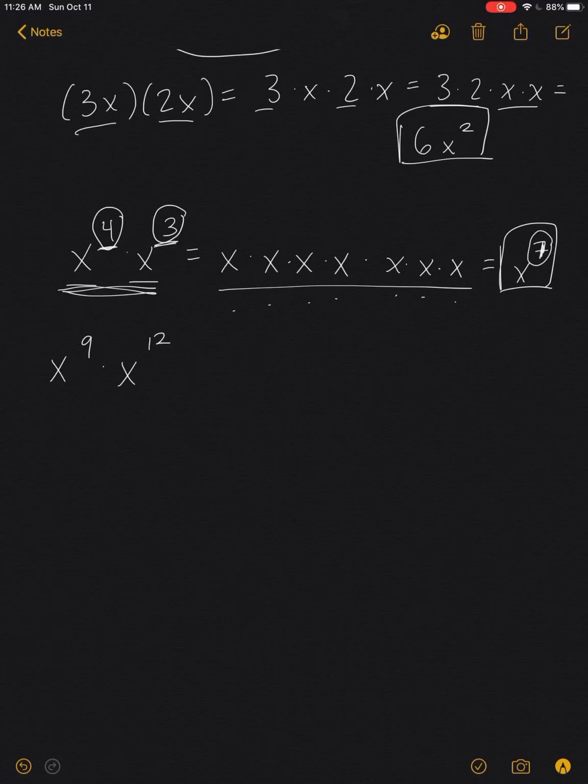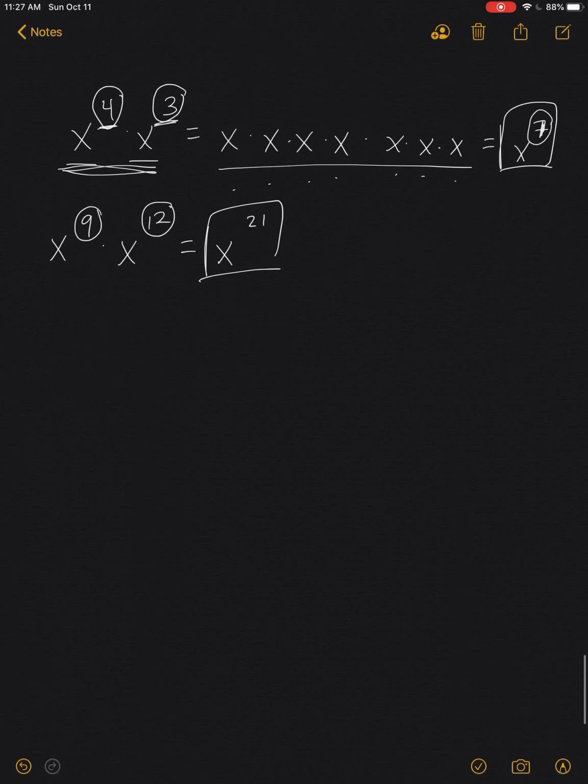So it's especially useful when you have big ones, right? So like x to the 9th times x to the 12th. I don't want to write 9 x's and then 12 x's and then add them all together. I can just use the shortcut. 12 plus 9 is 21. And I just get x to the 21st power, right? A lot simpler.